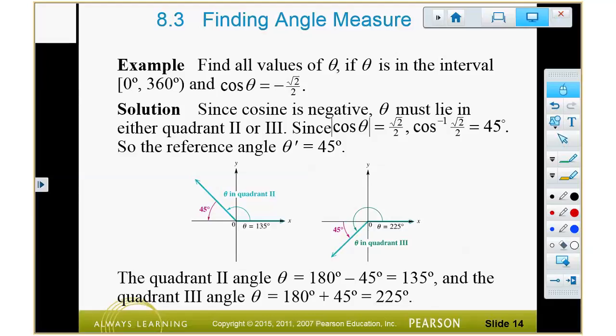Now, what about the third quadrant? It could be in the third quadrant, but what's the problem with the third quadrant? In the third quadrant, the x is negative. In the second quadrant, the x is what? Positive. So it has to be in what quadrant? It's probably in the second quadrant.